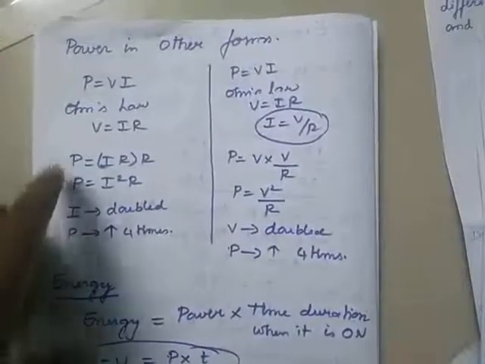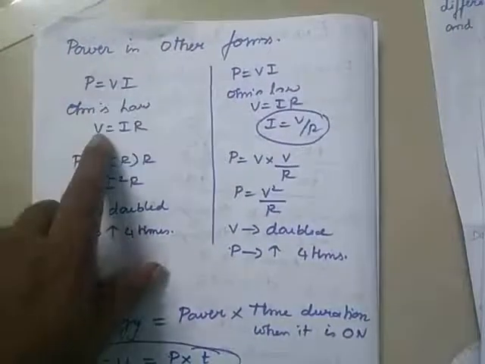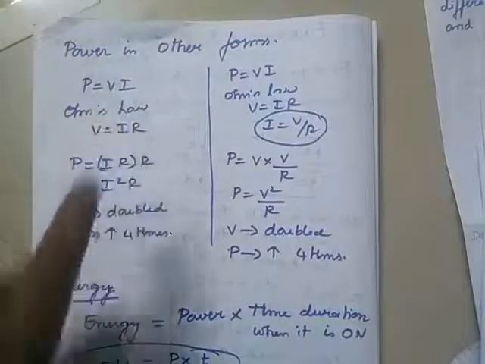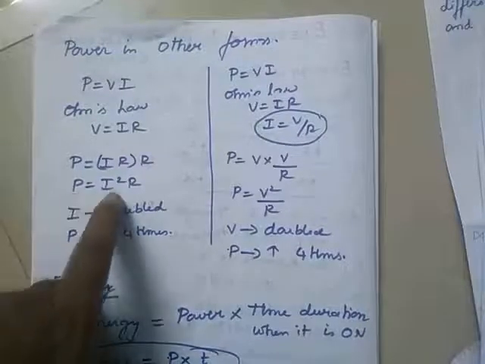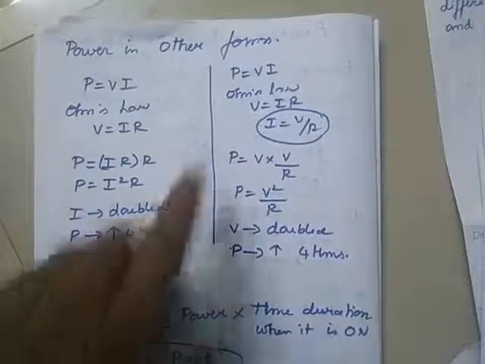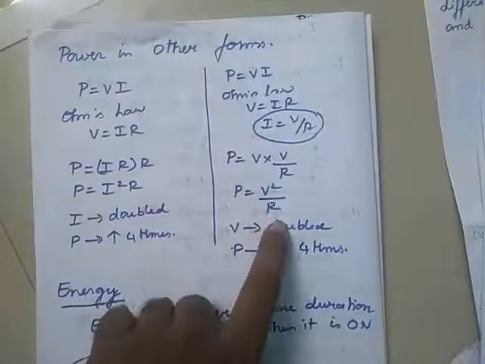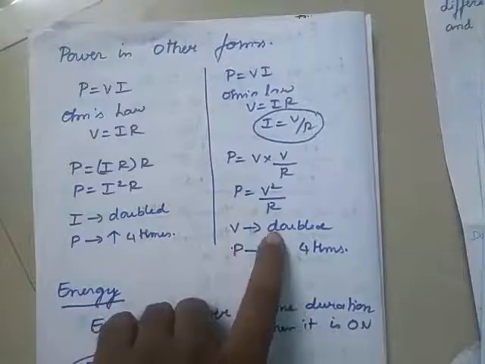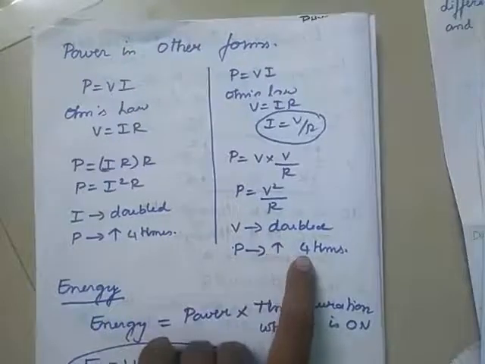By using Ohm's law, we know very well P is equal to VI, and Ohm's law, V is equal to IR. Substituting this value here, we get the expression P is equal to I square R. Here, if current is doubled, power increases 4 times. Here also P is equal to V square by R. If voltage is doubled, the power increases by 4 times.